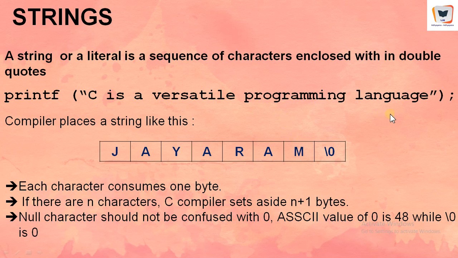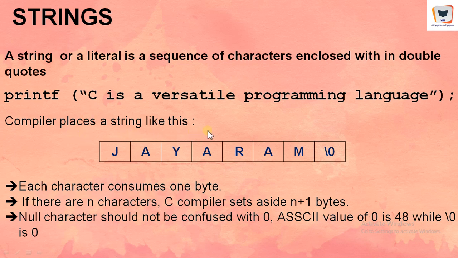"C is a versatile programming language." It could have been my name also. My name is a string. The cell number of a student can also be turned into a string. Any character, and every character, more than one, can be included within double quotes in order to make it a string. The minimum length of a string is a single character, which could be white space also.